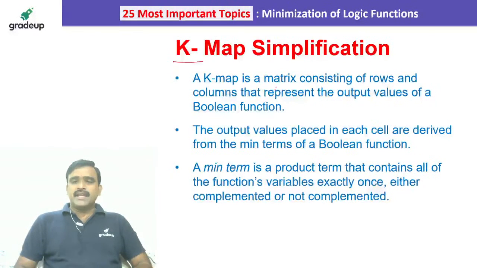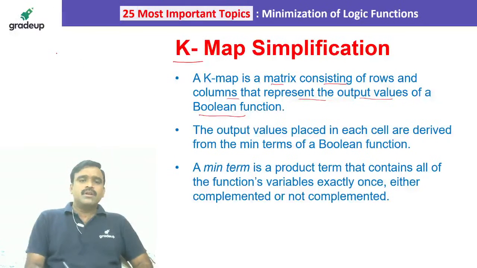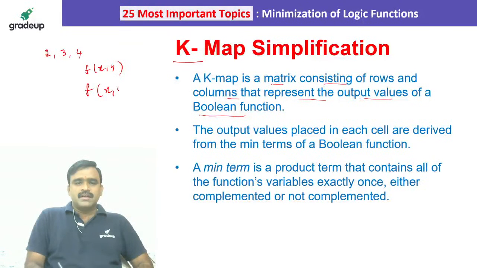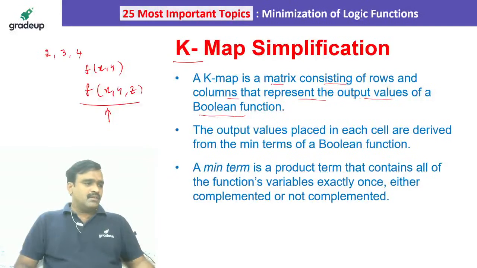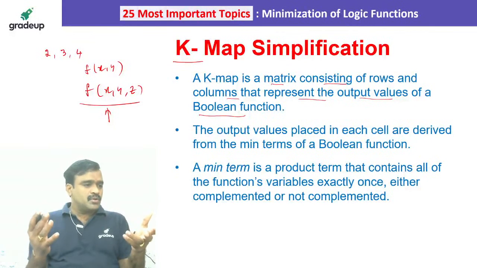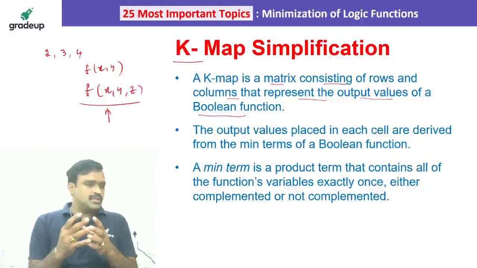So basically KMAP is like a matrix. It consists of rows and columns that represent the output values of a Boolean function. Say, for example, you are taking a Boolean function of 2 variables or 3 variables or 4 variables, like f of xy is a Boolean function of 2 variables, or f of xyz is a Boolean function of 3 variables. So we have to represent all combinations of possible values of the minterms and what they are producing, whether they are producing output 1 or output 0, and based on the output they are producing, we are supposed to minimize using the KMAP method.